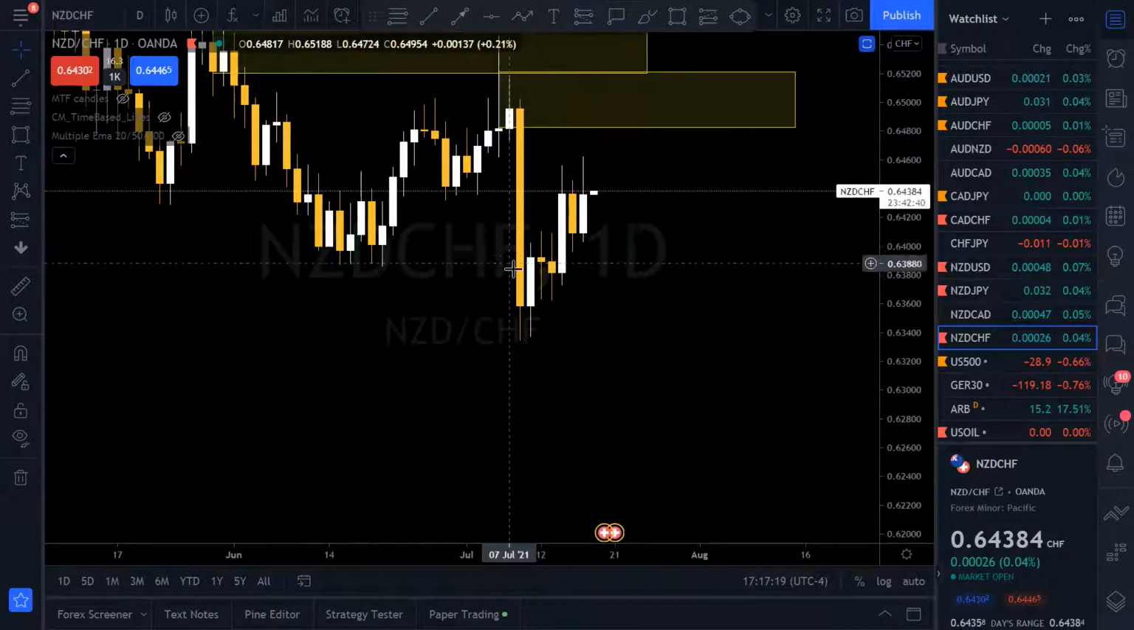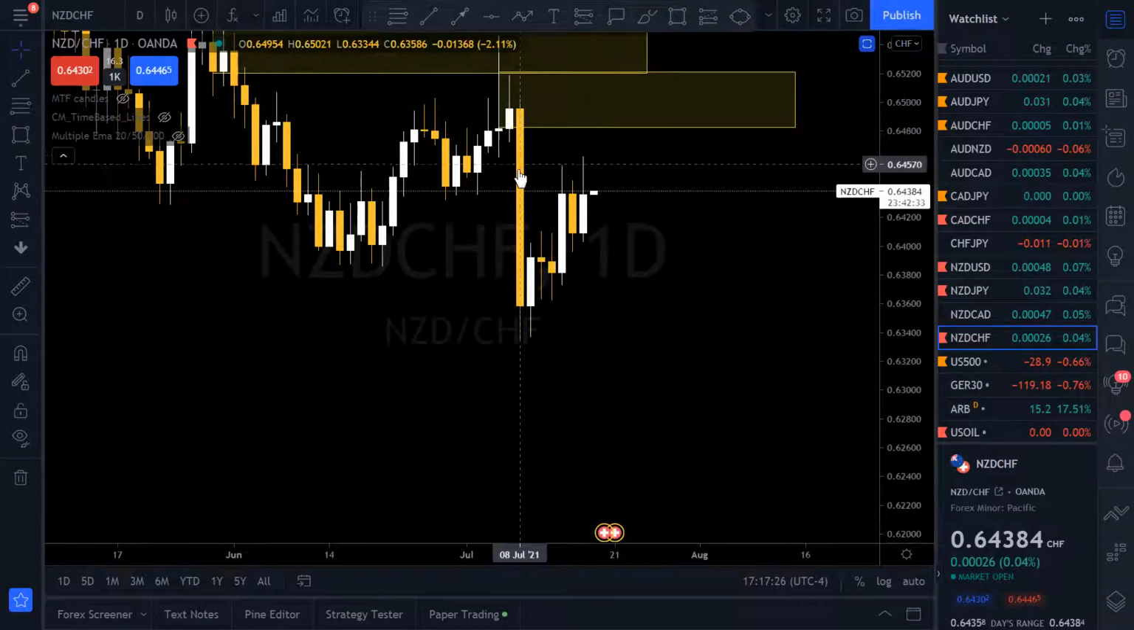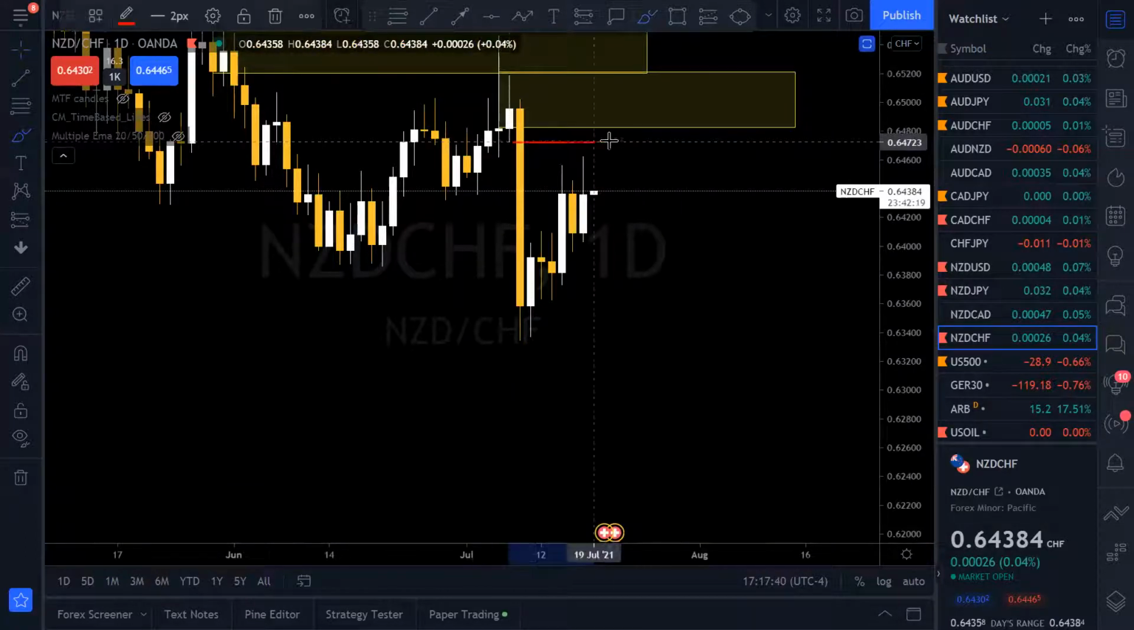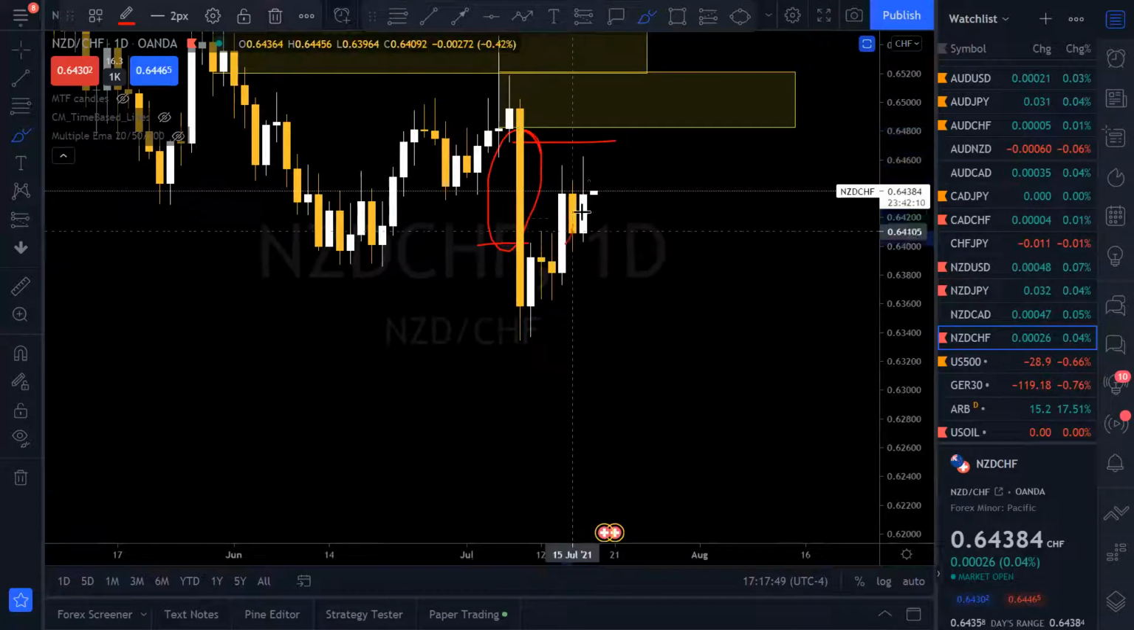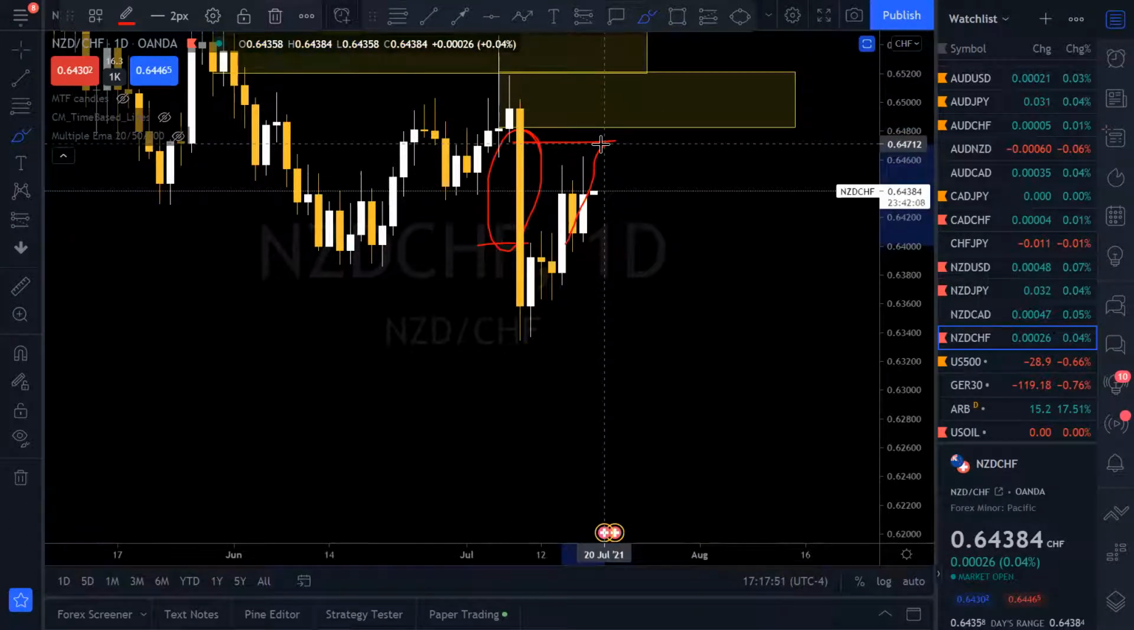I want to point it out one time. This is an inefficiency. There's an imbalance. There's more sellers than buyers. And price likes to find the equilibrium, the balance. So it comes all the way back up here to establish that balance. Once it touches here, we have balance again.